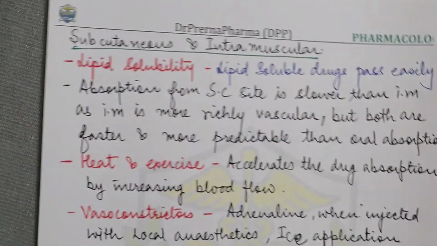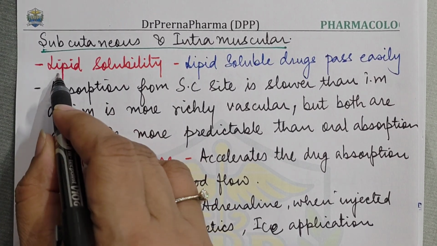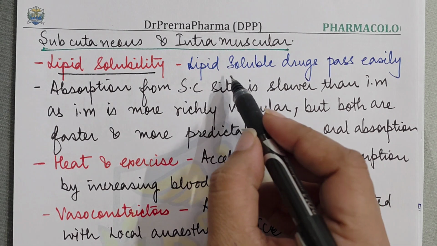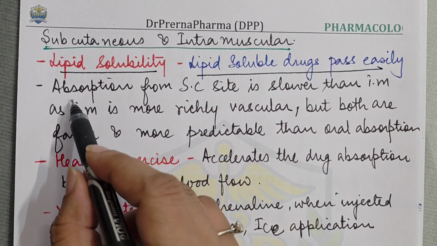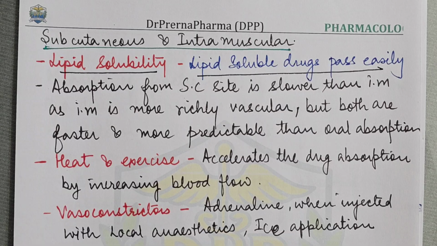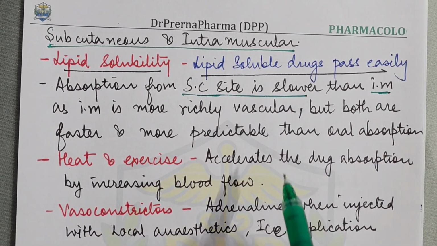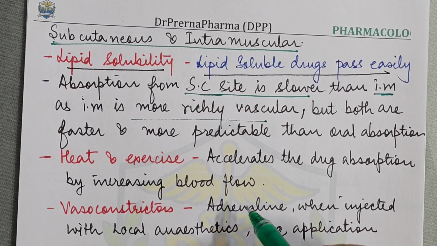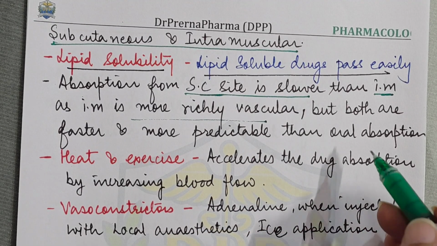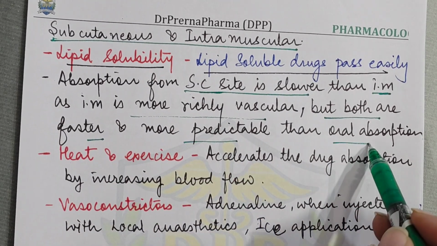Coming to the next route, that is subcutaneous and intramuscular. Now in subcutaneous route, again lipid solubility is very important. Lipid soluble drugs are seen to pass easily. Second, absorption from subcutaneous site. This is very important. Absorption from subcutaneous site is slower than the intramuscular site because the intramuscular site is more richly vascular. We all know that intramuscular area is supplied more richly by the muscle, by the blood vessels. But anyways, both are faster and more predictable than the oral absorption.